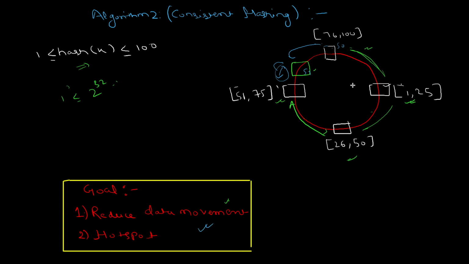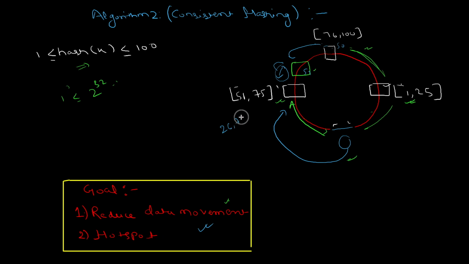Okay, the second problem which we had. Now let's say a node is removed, let's say this node is removed. So what will happen? All the data which was in this range, which was stored in this node, has to be moved to this node, right? So this node is now holding the entire range from 26 to 75, right?